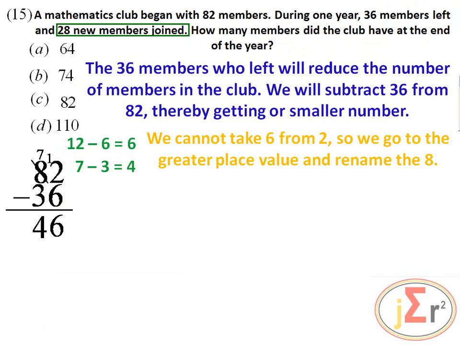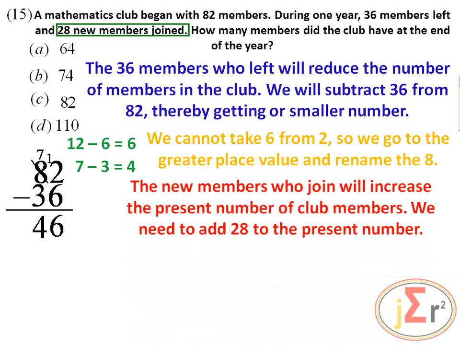Add the 28. And Jerry said that we should add the 28 to what? To 82? To 36? 46. Okay, so add it to the 46. So 28 new members joined. So to the present number of members of the club, we will add the number of those members who joined. And the new members who joined will increase the present number of club members, so we need to add 28 to the present number.